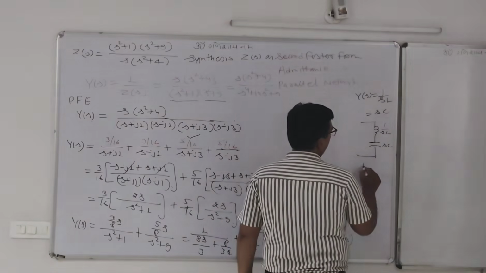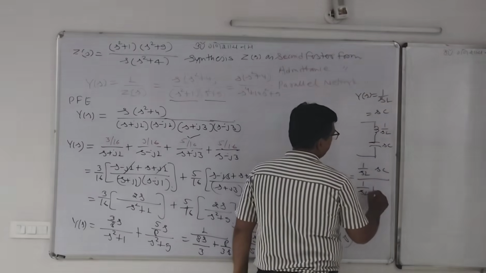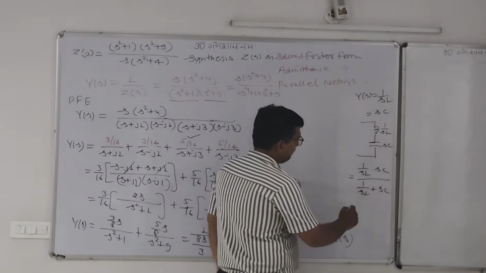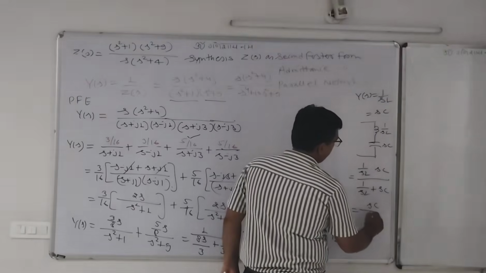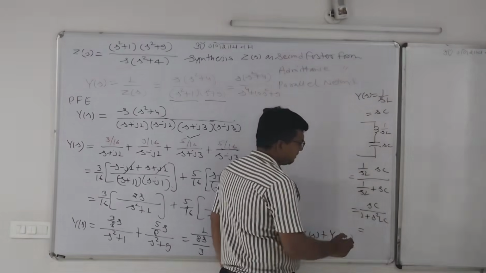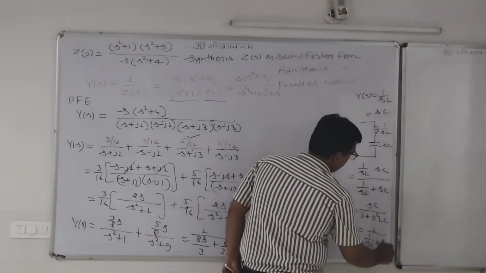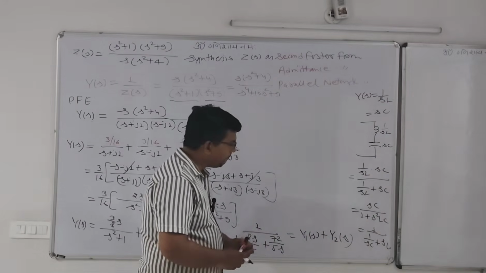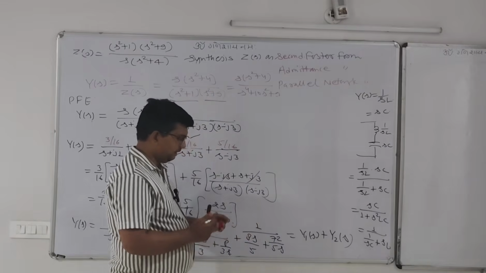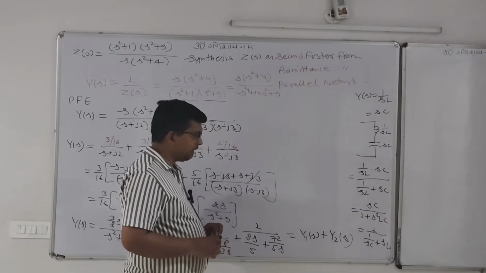So what does this become? 1 upon sL multiplied by sC, over 1 upon sL plus sC. Take the LCM. What does this become? sC over 1 plus s square LC. Now again divide by this sC. What does this become? 1 upon sC plus sL. So we will compare this term to our Y1(s) and Y2(s).